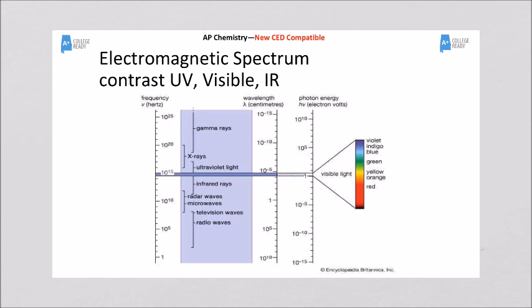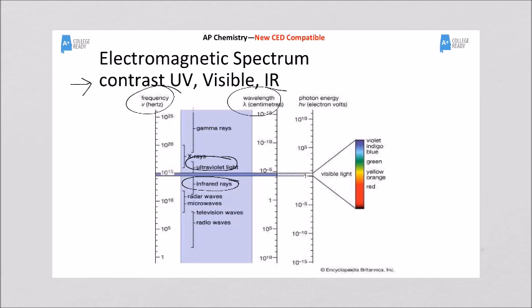I know in your first year class you briefly talked about the electromagnetic spectrum. Our focus is mainly on UV, visible, and IR. So how would we contrast these? Well, we could talk about them in terms of frequency and wavelength. Of these three, you've got UV, visible in the middle, and then IR. What would we say about their frequency? If you look at the scale on the left, you can see that UV light has the highest frequency, visible in the middle, and IR has the lowest.